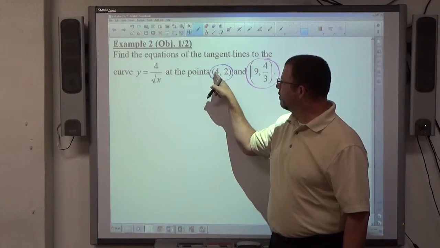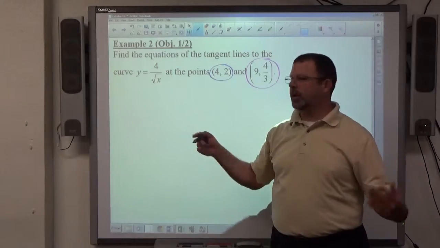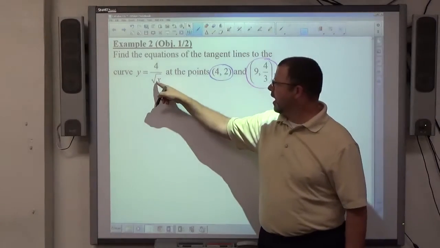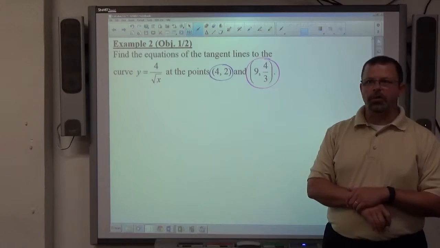Try substituting x with 4. The square root of 4 is 2. 4 divided by 2 is 2. Y equals 2. That point lies on the curve 4 over the square root of x. If we try substituting x with 9, the square root of 9 is 3. 4 over 3 is 4/3. Y is 4/3. So those are two different points on this curve.